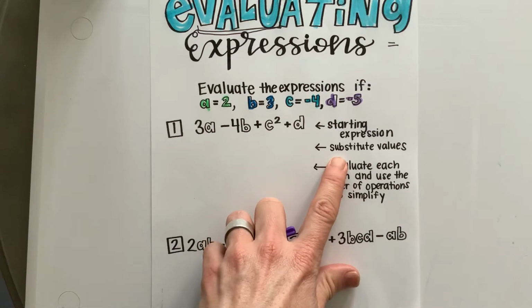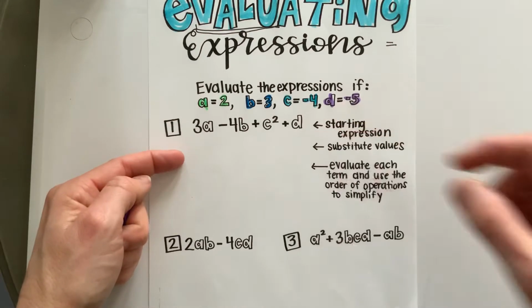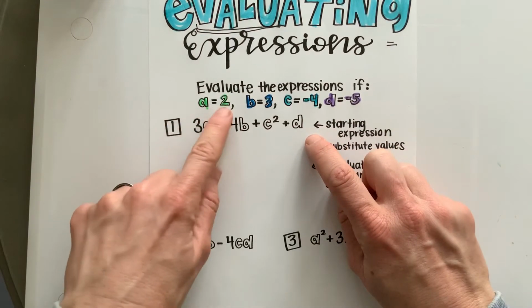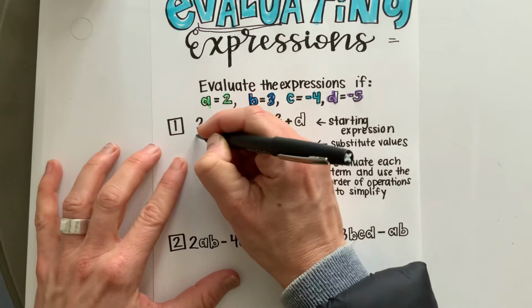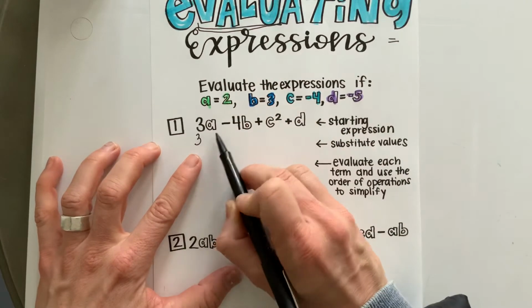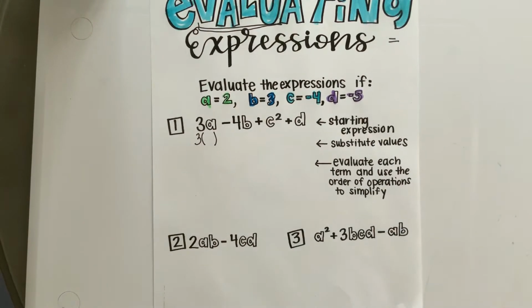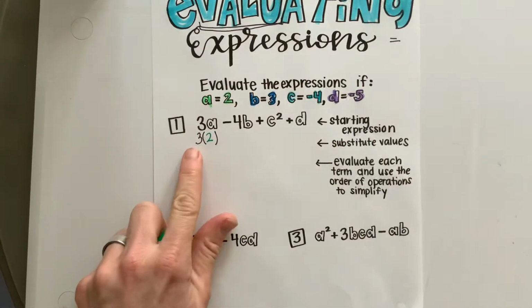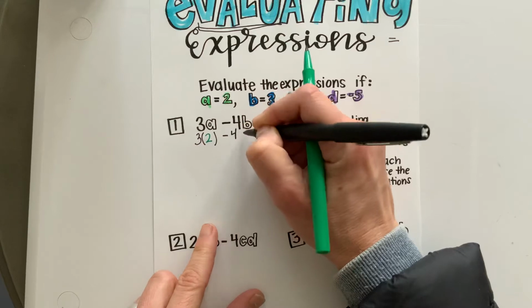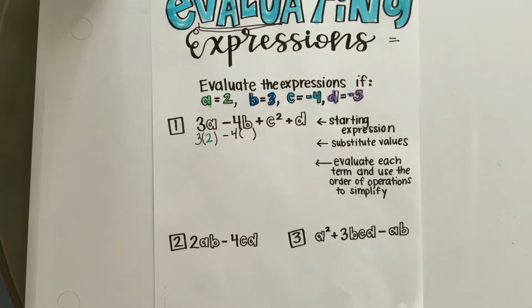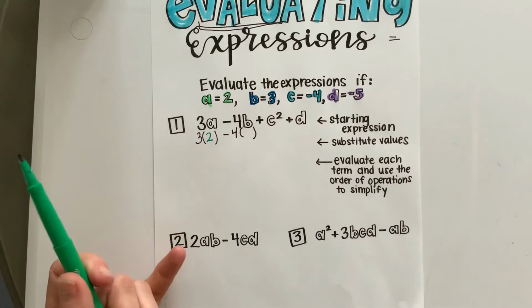The next thing you're going to do is substitute the values, which means you're going to take this expression and rewrite it exactly as is, but substituting the value of each variable. So 3 stays as a 3, but we know it's 3 times A, so we're going to put it in parentheses just to be clear. And we know that A has a value of 2, so I'm going to substitute in that 2. So now we have 3 times 2. Minus, and I'm going to bring down my 4, and it's 4 times B, B being a value of 3, so I'm going to put that 3 in.